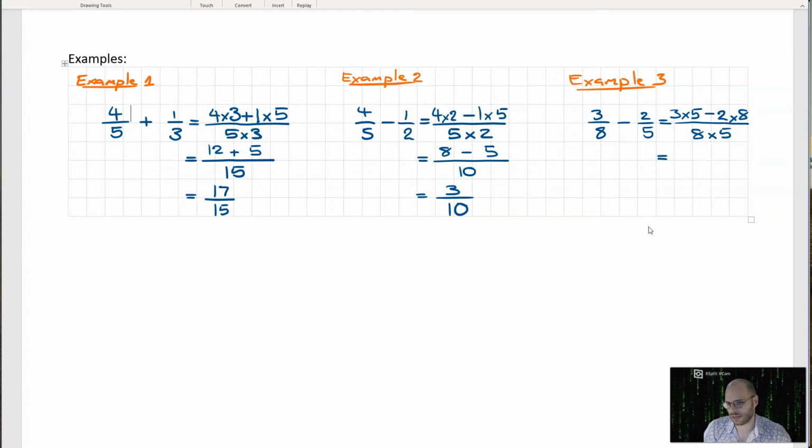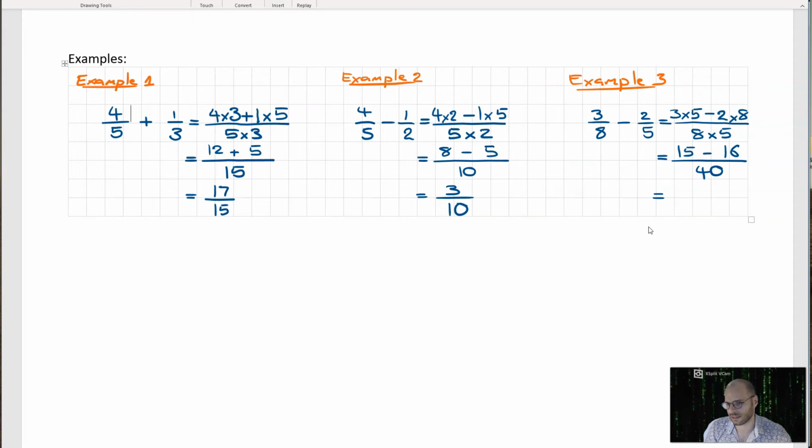Therefore, 8 times 5 is 40. That's our denominator. And then our numerator, we have to go 3 times 5. That's going to be 15. And then 2 times 8 is going to be 16. So what we have is 15 take 16 all over 40.